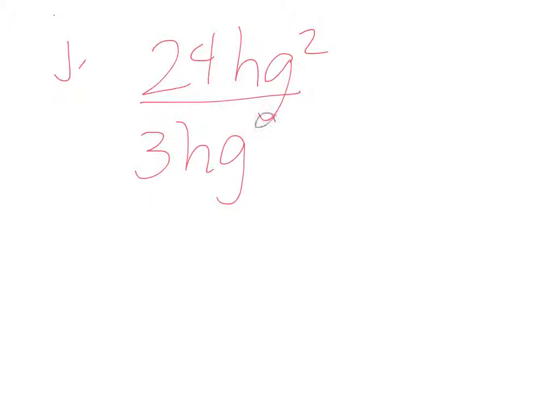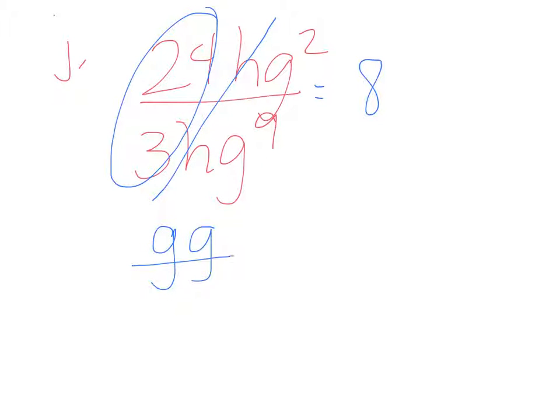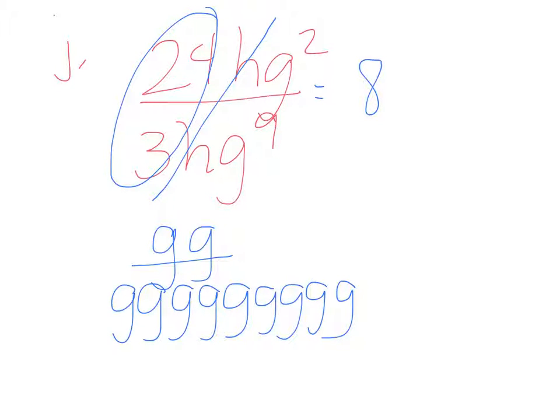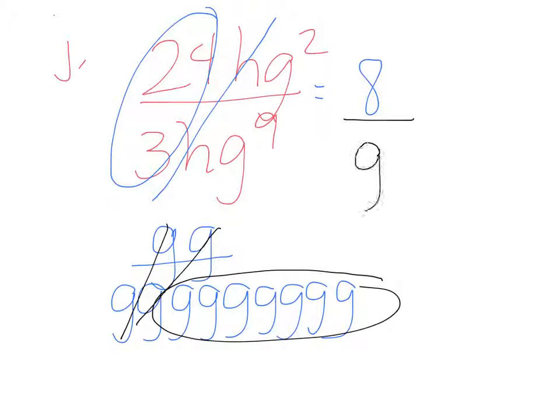The last one we're going to look at is letter J, and that was 24hg squared over 3hg to the 9th power. So the 24 and the 3, they're going to be divided. That will give us 8. And then our h's, we both have a single h, so they're going to eliminate. And then the g's, I'm going to write out my 2 g's and then my 9. And then we can cancel out whatever's on the top and the bottom. So we're left with 7 g's, but they are in the denominator, so they must stay in the denominator. We can't move them to the top because that'd have a negative exponent.